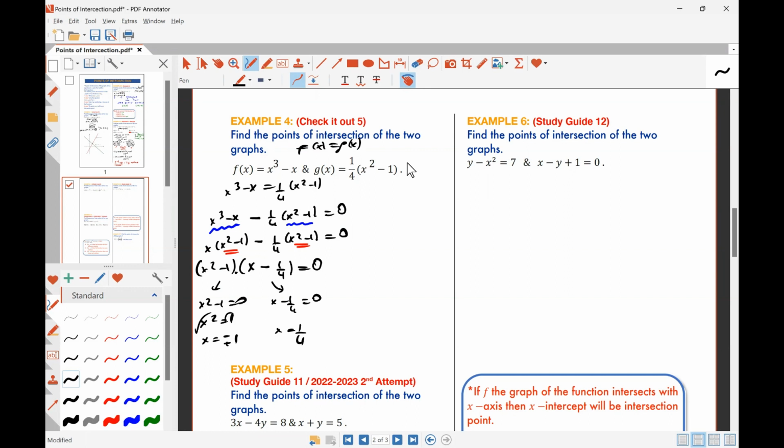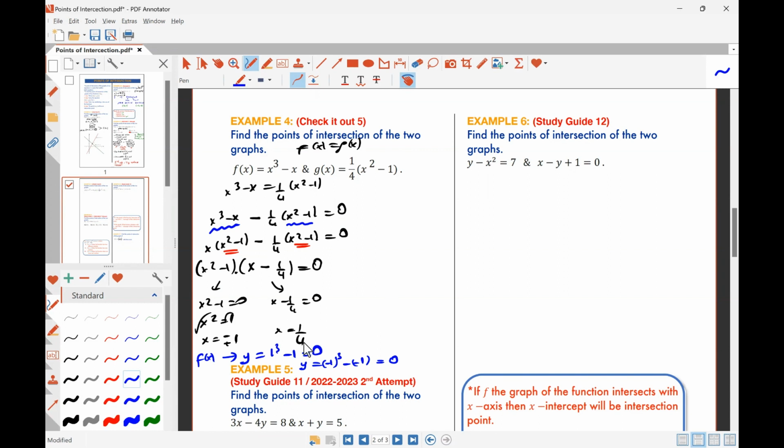Which one is easier to substitute? I don't want to deal with fractions. I want to use f. So let me try finding y by using the f of x function. So y equals, let's try 1 first. 1 cubed minus 1, which is 0. And let's try -1. y equals (-1) cubed minus (-1). (-1) cubed is -1. Negative negative makes positive 1. -1 plus 1 is 0. So I have the same y values here.